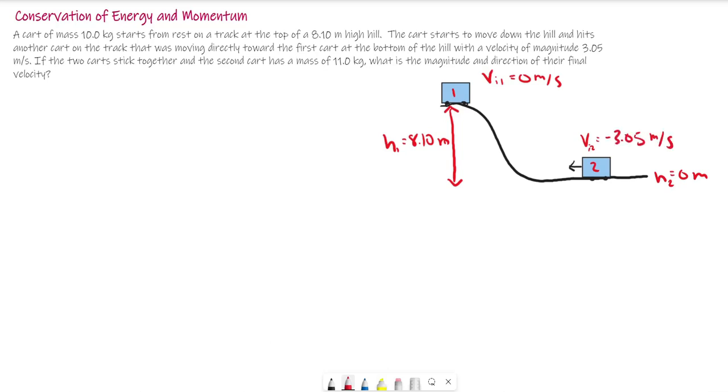We're considering the direction to the right as positive and to the left as negative, and that's important in these problems. Okay, and then we have the two masses for the two carts. So mass 1 is 10.0 kilograms. Mass 2 is 11.0 kilograms. So we have to break this up into two different parts. One where we're using the conservation of energy, and the other part we're going to use conservation of momentum.